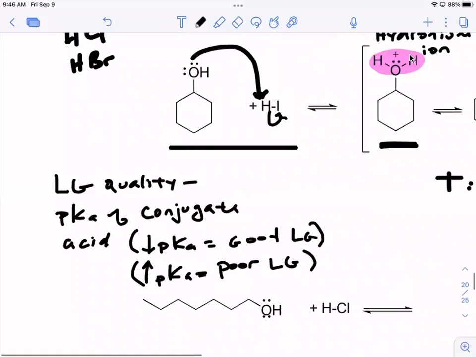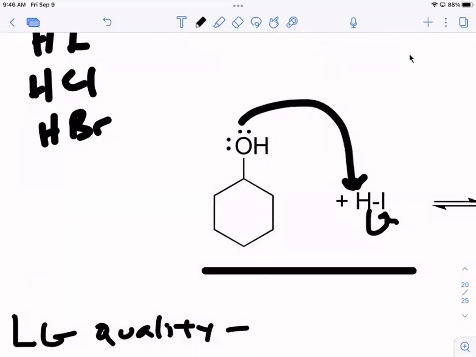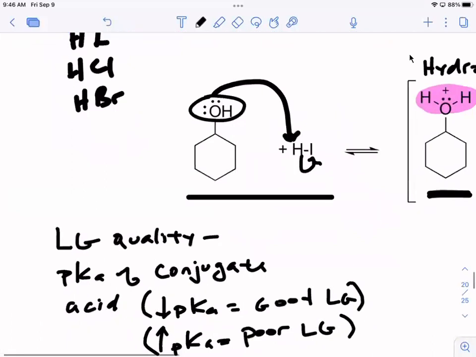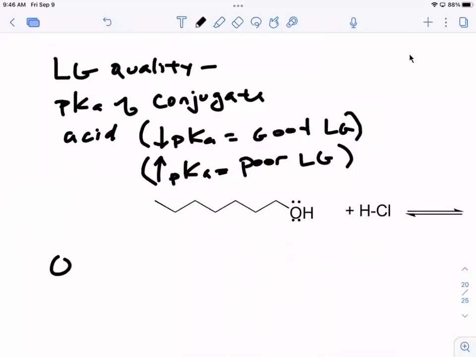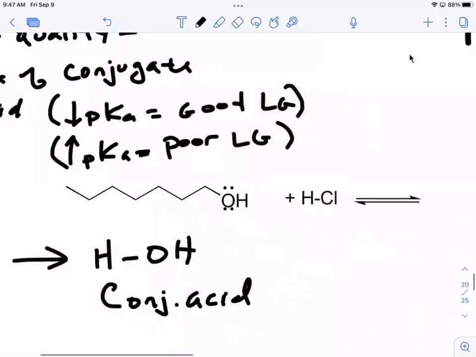So I need somebody to look up the pKa of water, right? Because if OH is the leaving group, water is the conjugate acid. You said the pKa of water. It says 15.74. We're going to say 16. We'll round it up to 16.